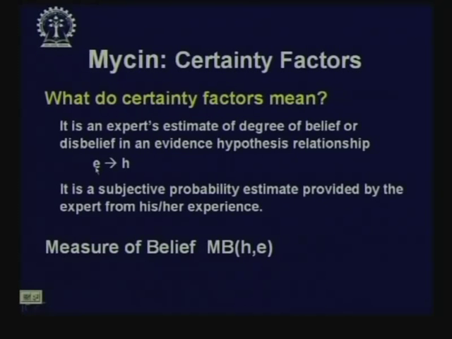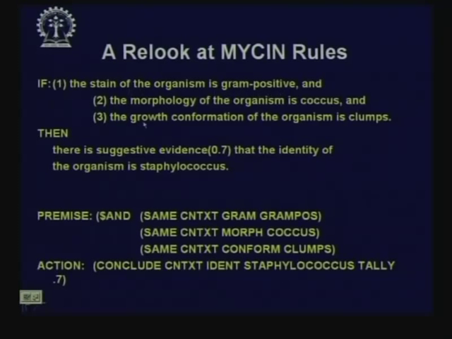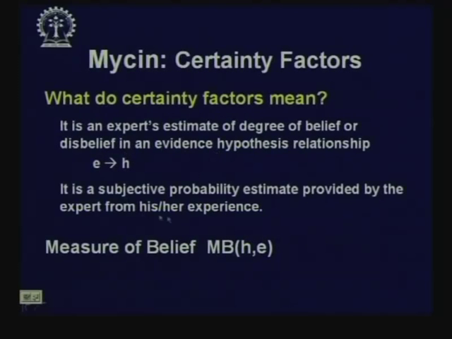Now, if we go back to the earlier rule, where did this value come from? This value actually came from the expert's knowledge and subjective estimate of the relationship between the occurrence of these symptoms, stain of organism being gram positive, morphology of the organism being coccus, and growth conformation of the organism being clumps, these three relate to the organism being staphylococcus with a strength of 0.7. So, this is a subjective probability estimate provided by the expert from his or her experience.